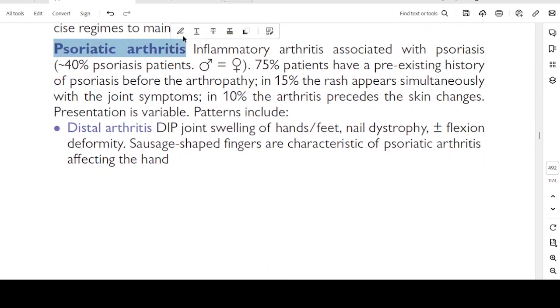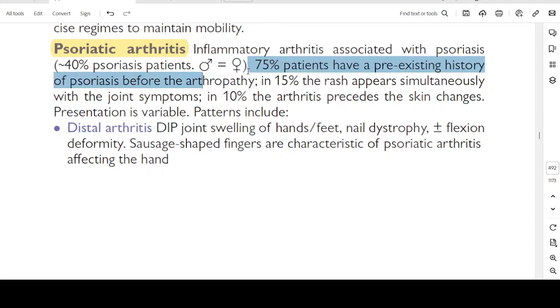Psoriatic arthritis is an inflammatory arthritis associated with psoriasis. 40% of psoriasis patients, females and males in equal ratio. 75% of patients have a pre-existing history of psoriasis before the arthropathy. In 50%, a rash appears simultaneously with joint symptoms. In 10%, arthritis precedes the skin changes. Presentation is variable. Patterns include distal arthritis, DIP joint swelling of the hands and feet, nail dystrophy, plus flexion deformity. Sausage-shaped fingers are characteristic of psoriatic arthritis affecting the hands.